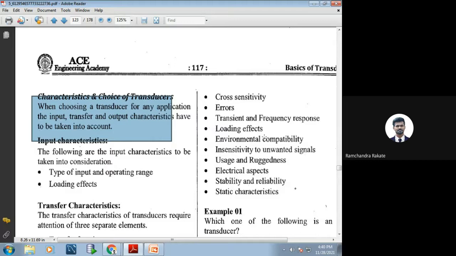Correct. So the sensitivity of the transducer should be high. If it is less, then your output will not get generated. Why? Because the electrical output that we get is a kind of response from the excitation. So the sensitivity of the transducer should be high.